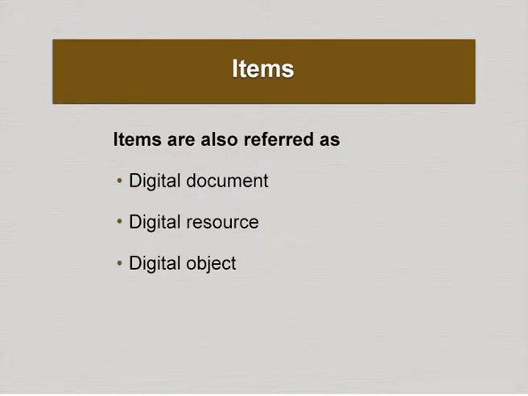Now, items are also referred to as digital document, digital resource, digital object, all are the same. In DSpace, the terminology used is item, just as AACR2 uses when you are cataloging an item, which is a highly neutral word. I think in the good old days Ranganathan used the word document. Now mostly item is a generic word to include anything.